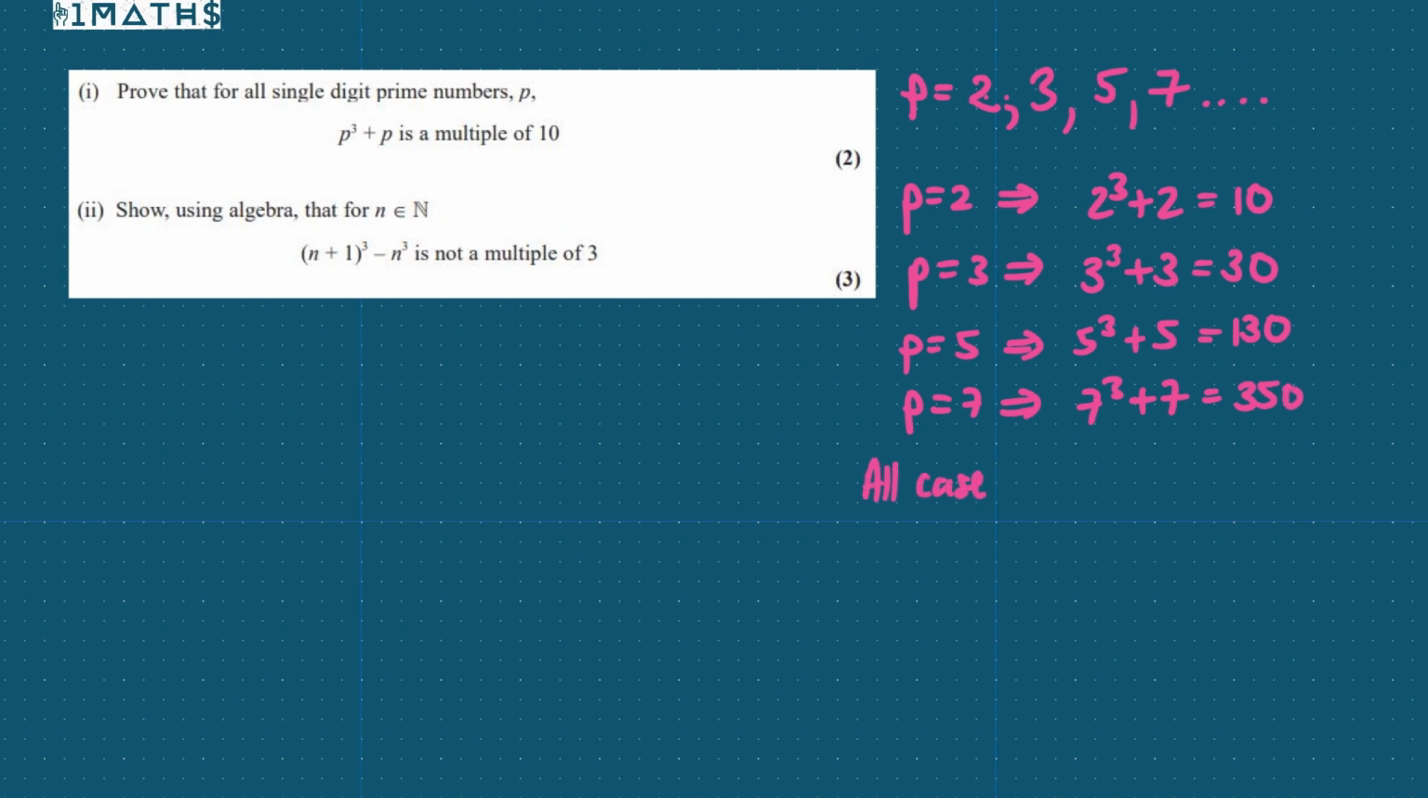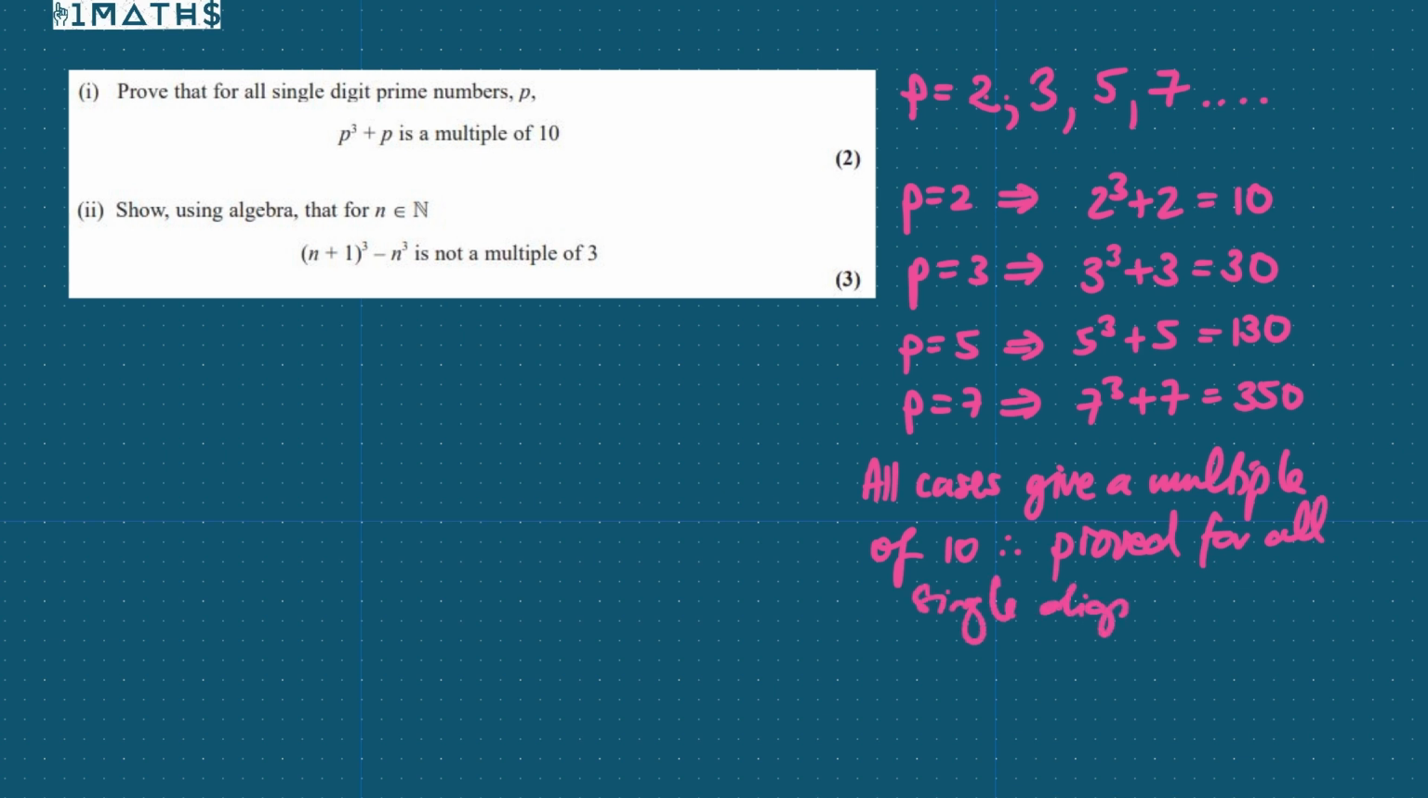All cases, therefore, give a multiple of 10, therefore proved for all single-digit primes. Remember, this conclusion is really important for the final mark. So let's have a look. That was part I. Part II.